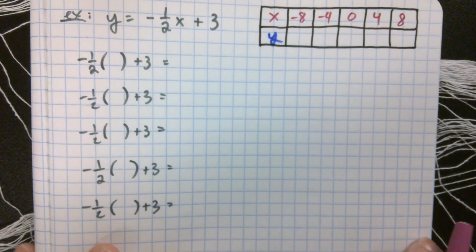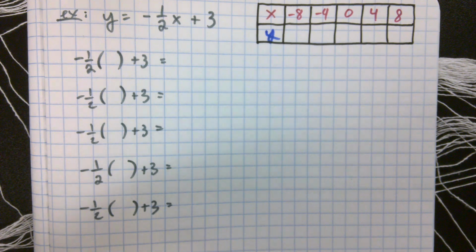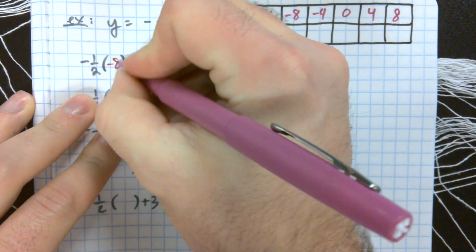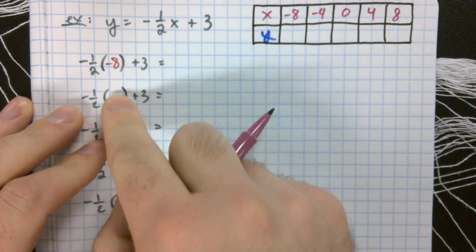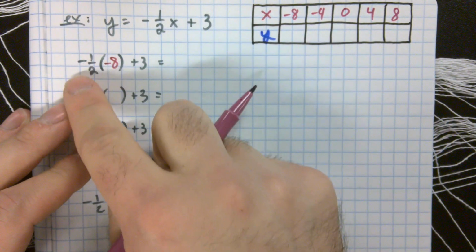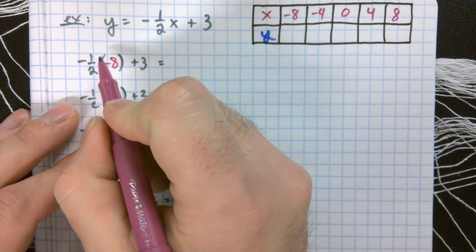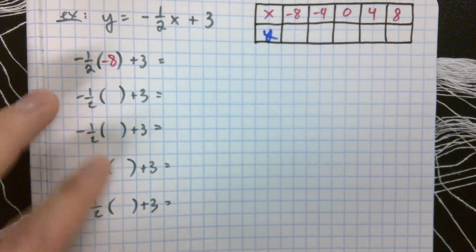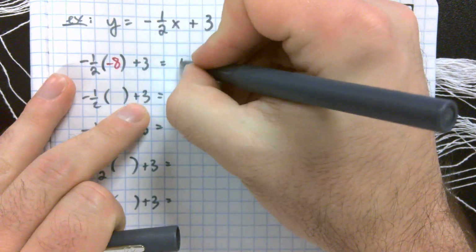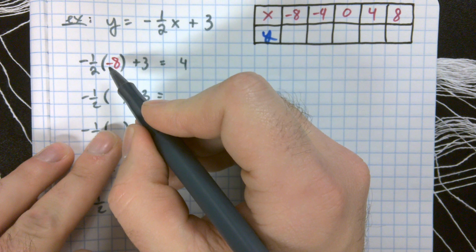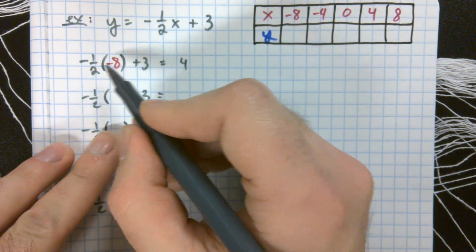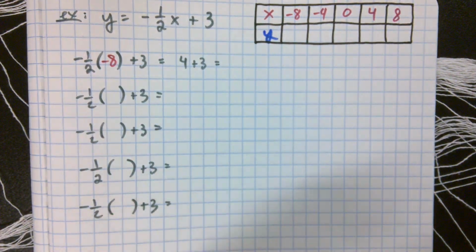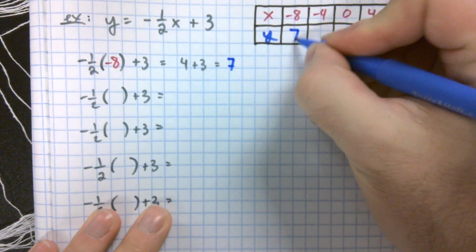All right, what's the first x value we want to plug in here? First one, negative 8. Plug that in right there. Now, with this negative 1/2, I'm going to break this down a little bit more. What is negative 1/2 times negative 8? Positive 4. Negative times a negative is a positive. But you have to do plus 3. Half of 8 is 4. That's right. And that gives us a y value of 7.